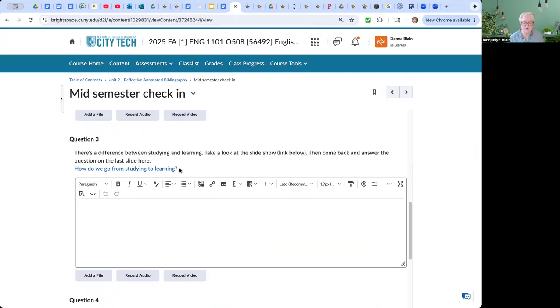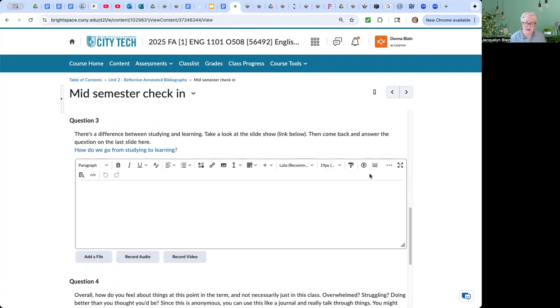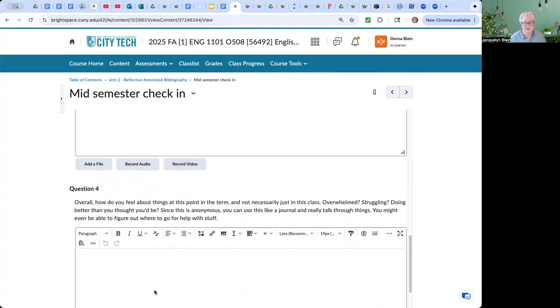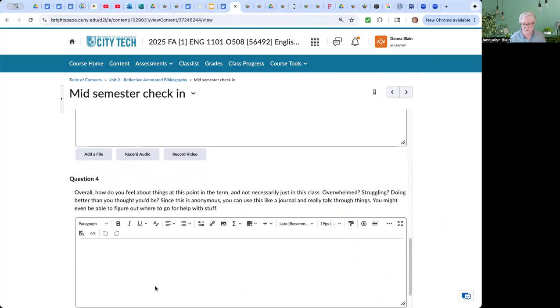What level do you think you need to work at? Have you worked at that level, and what does that say to you about what you might need to do going forward as a college student? And then the last one is just how do you feel about things overall, not just this class. It's like a journal. You can use it to talk to yourself. You can write in another language. I don't care. This is for you.